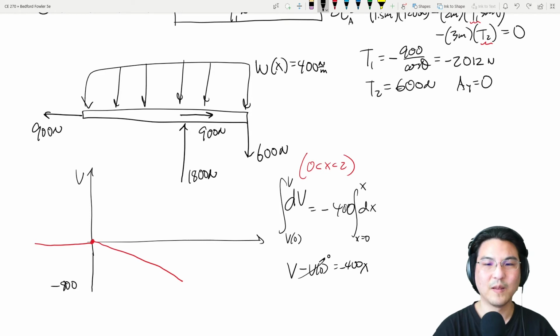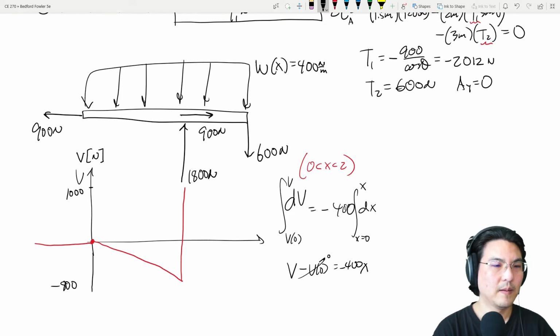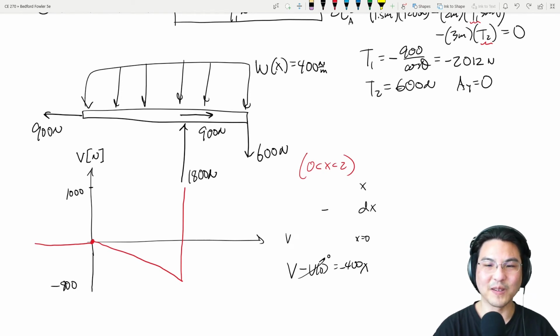Okay, but then suddenly we encounter this, right? So then it goes up 1800. It goes up 1800, which means it's got to reach positive 1,000 newtons. Okay, and then what happens over here? Again, we experience that distributed load. Let me do this again.